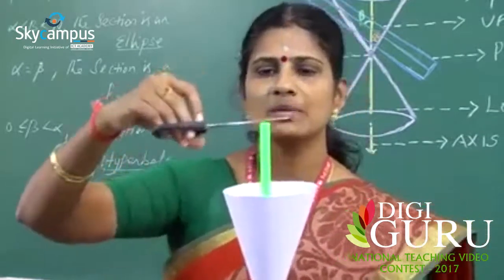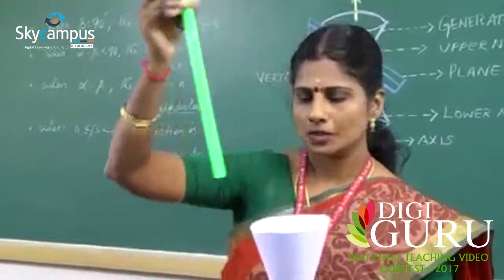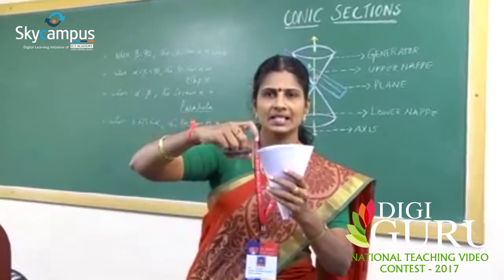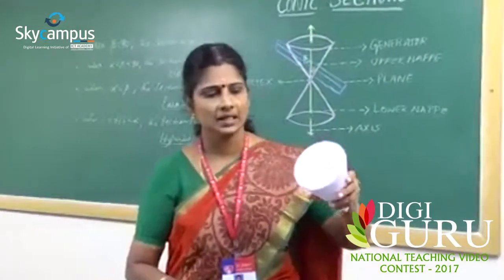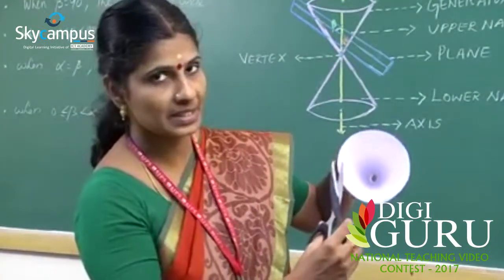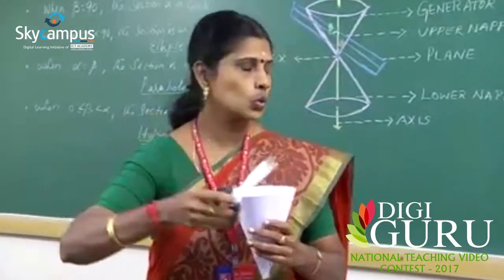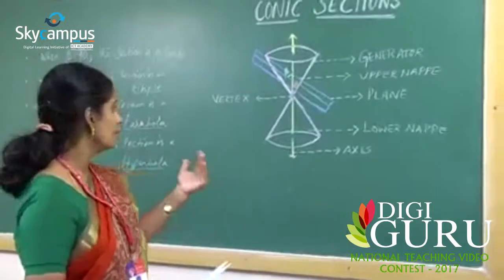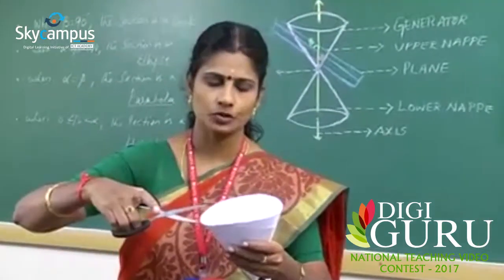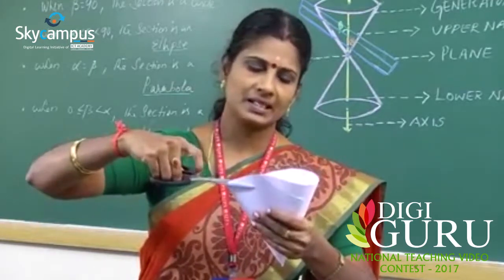Let me start with that. Let me take the angle beta as exactly 90 degrees. When beta is exactly 90, it is possible to get the section which is called a circle. When beta is equal to 90, I will be getting the circle. When I change the angle beta to greater than alpha but less than 90 degrees, let me show what section I am going to get.